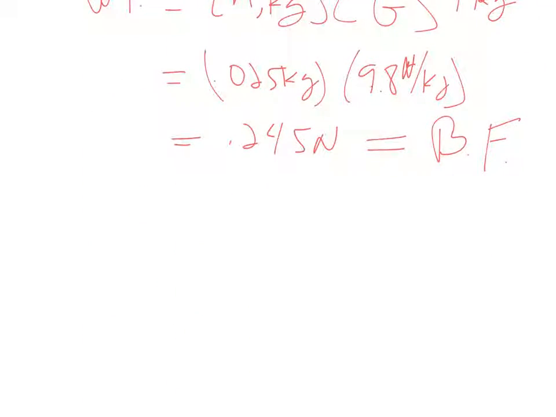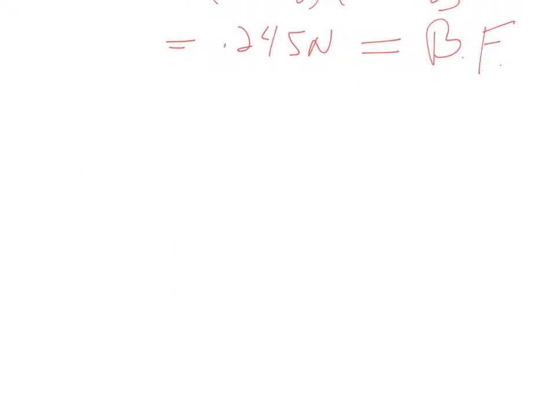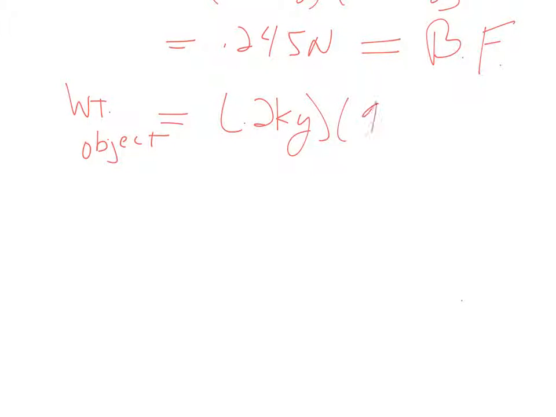Now if you remember, the mass of the object is 200 grams, so at this moment we can't make our final call yet on whether it floats or sinks because we have to calculate the weight of the object. So the weight of the object equals 200 grams, again, divided by 1,000 because there's 1,000 grams in a kilogram, so it's 0.2 kilograms times, again, the same force of gravity here on Earth, and we get a value of 1.96 newtons.